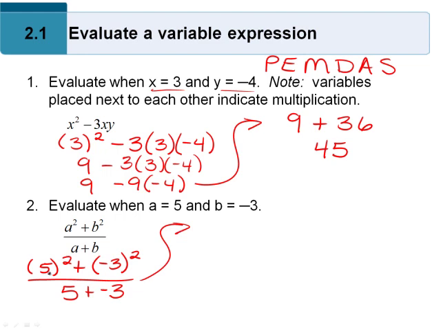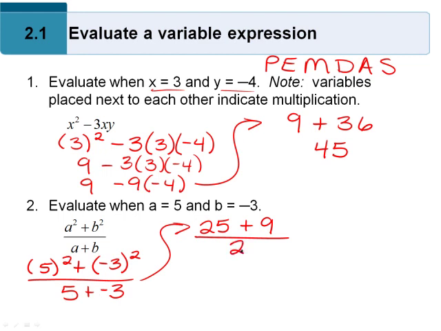So on the top we're going to do our exponents. 5 squared, 5 times 5 is 25. Okay, and then plus negative 3 squared, a negative times a negative is a positive 9. So that's the top. And then on the bottom, 5 plus negative 3, remember you subtract, keep the bigger sign, so that would be 2.